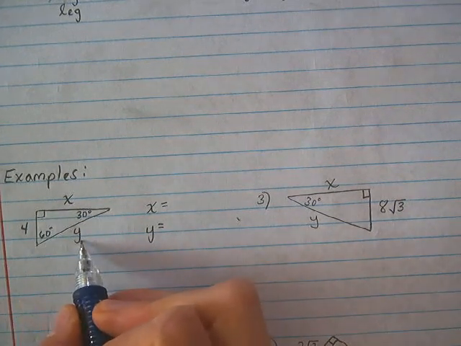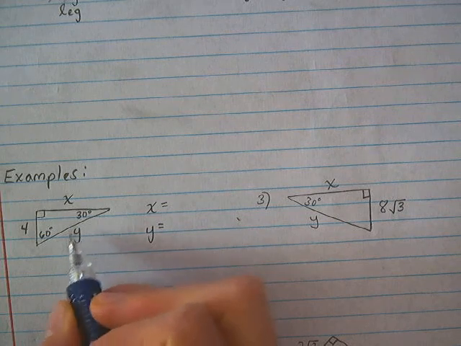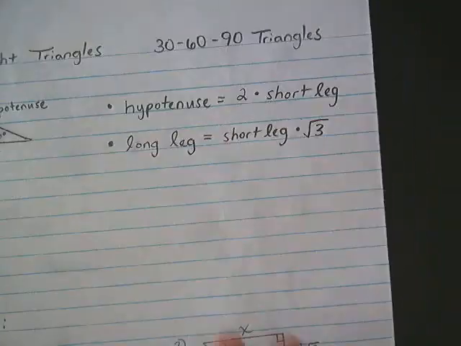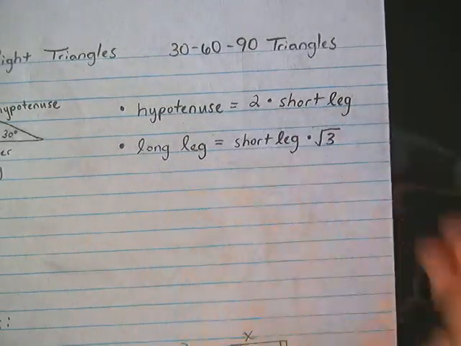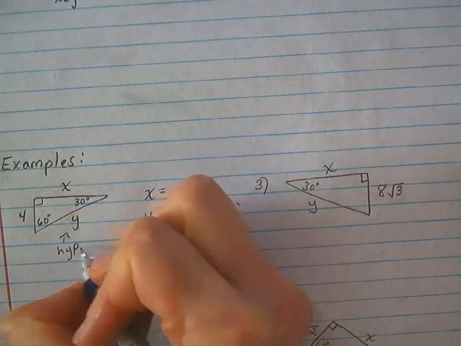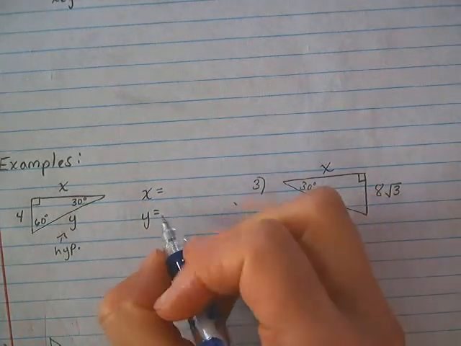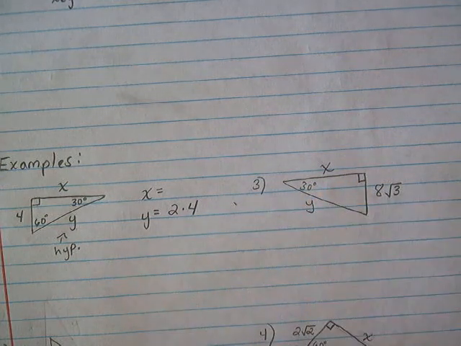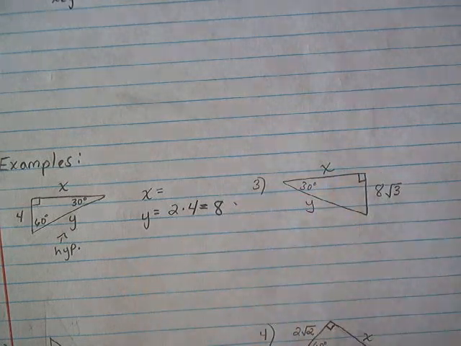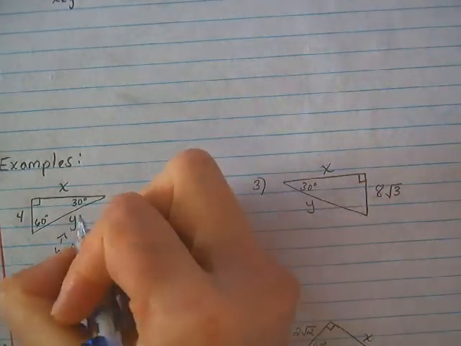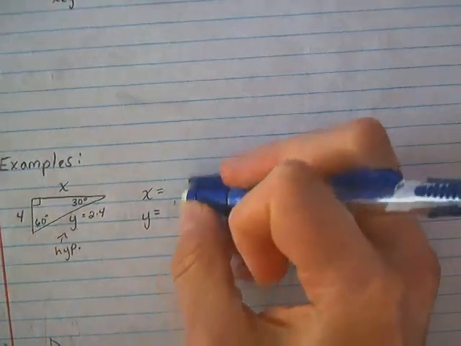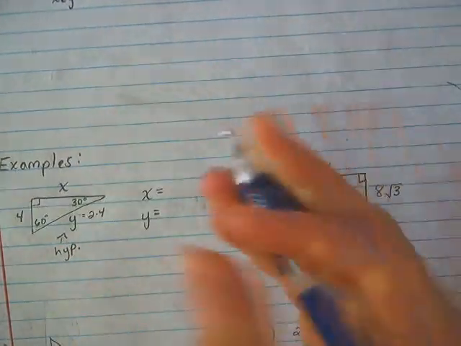Well, remember the hypotenuse is across from the 90-degree angle, so that means y is my hypotenuse. And to find that, remember, the hypotenuse is equal to 2 times whatever the short leg is. Because y is my hypotenuse, I just have to take the short leg times 2, and that will give me the hypotenuse. So y would equal 8, okay? So y equals 8. And I'm going to write that over here, and then I'll write my final answer over here. That way I can circle it in a second, okay?